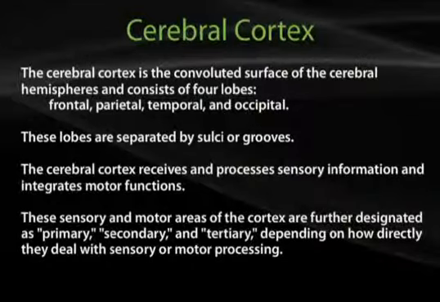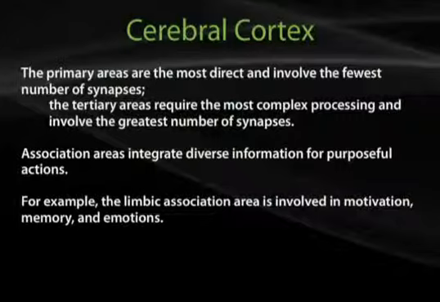The cerebral cortex receives and processes sensory information and integrates motor functions. These sensory and motor areas of the cortex are further designated as primary, secondary, and tertiary, depending on how directly they deal with sensory or motor processing. The primary areas are the most direct and involve the fewest number of synapses. The tertiary areas require the most complex processing and involve the greatest number of synapses. Association areas integrate diverse information for purposeful actions. For example, the limbic association area is involved in motivation, memory, and emotions.